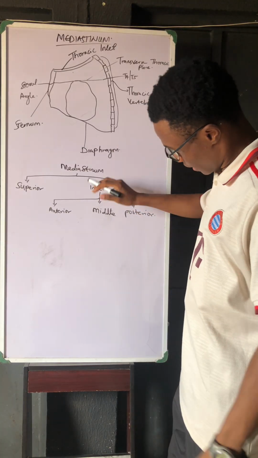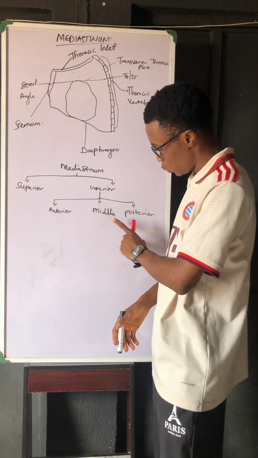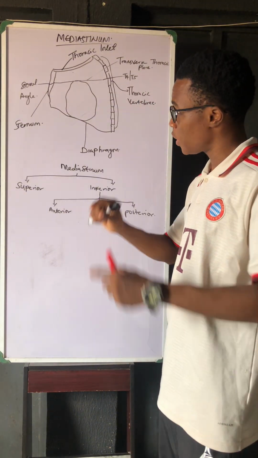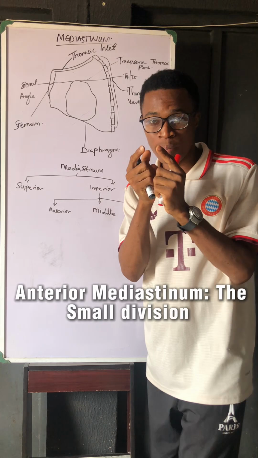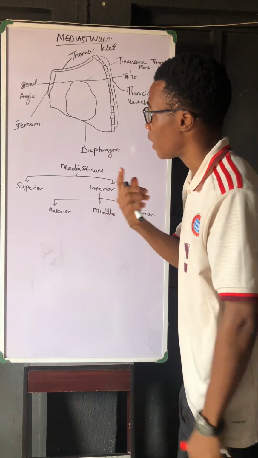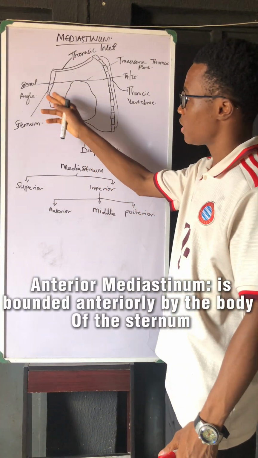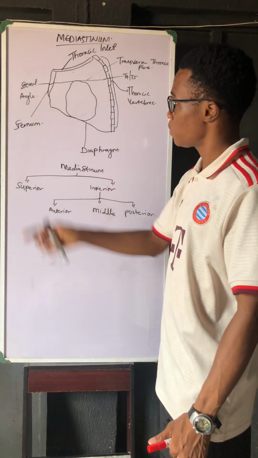Then the next thing is the inferior mediastinum, which is anterior, middle, and posterior. The anterior one is the smallest compartment of it all. It has what we refer to as boundaries. The anterior boundary is bounded by, let's say, the body of the sternum.